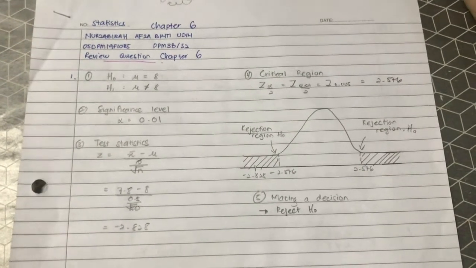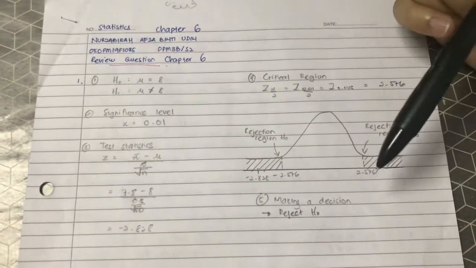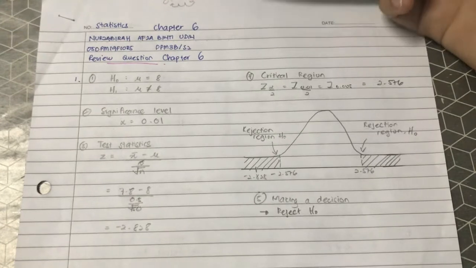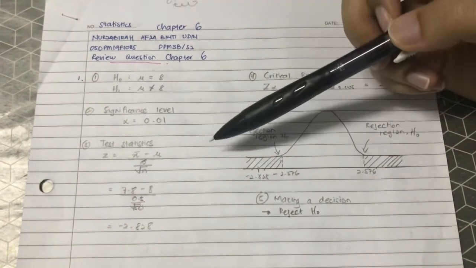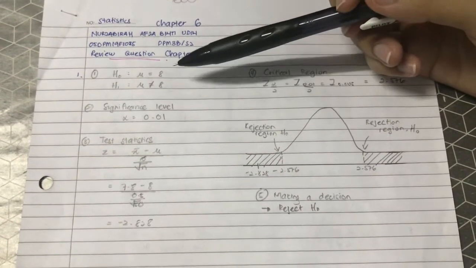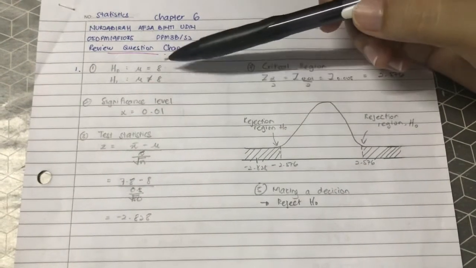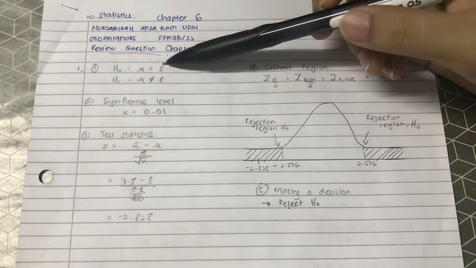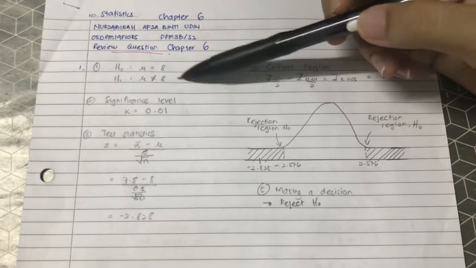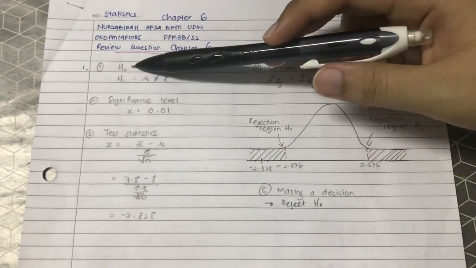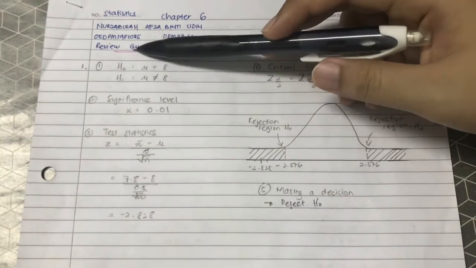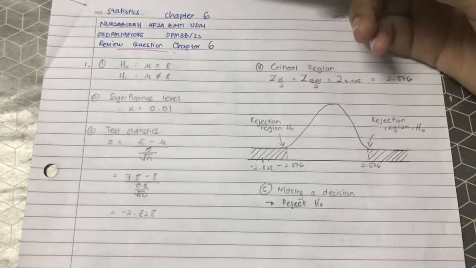So this is my answer for question 1 of review questions, chapter 6. First of all, you must know that there are 5 steps that we should know. The first step is we need to identify the hypothesis. H0 is the null hypothesis and H1 is the alternative hypothesis.